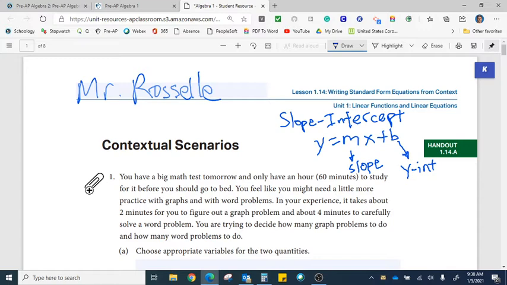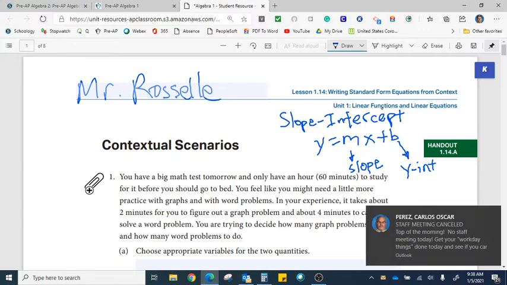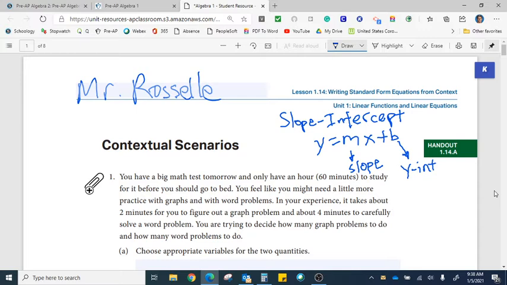Now we are going to talk about writing standard form equations from context. And so standard form equations from context, we are talking about this right here. So a standard form equation will look like ax plus by equals c. A, B, and C are going to be constants, numbers that are attached to our variables. The x and the y are going to be our variables.